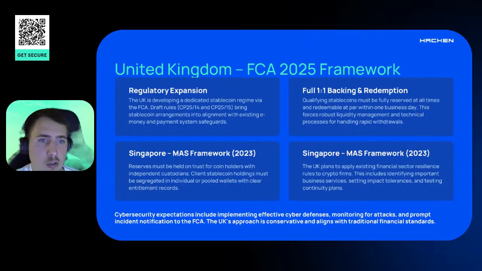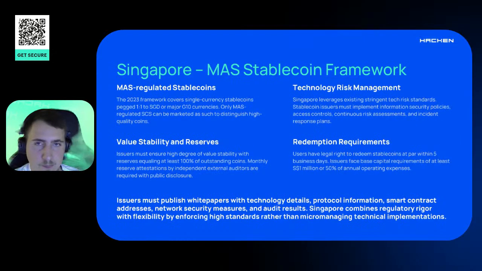And the UK plans to apply existing financial sector resilience rules to crypto firms. So this includes identifying important business services, setting impact tolerances, and testing continuity plans.